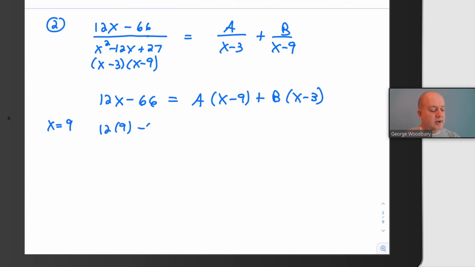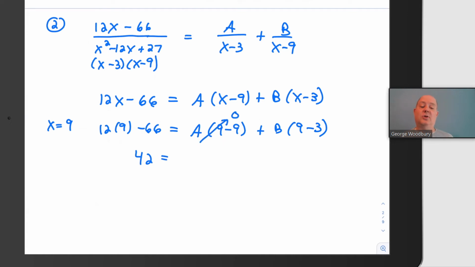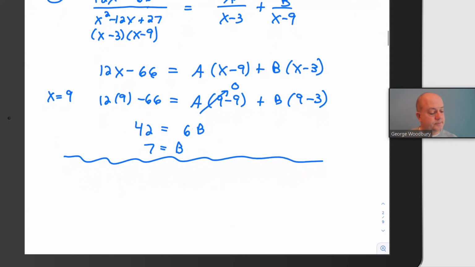12 times 9 minus 66 equals a times 9 minus 9 plus b times 9 minus 3. On the left-hand side, 12 times 9 is 108. Minus 66 is 42. A times 9 minus 9, that's 0. And 9 minus 3 is 6, so we have 42 equals 6b, or b equals 7. Now again, we can use whatever value we want. I'm going to use x equals 3 here.